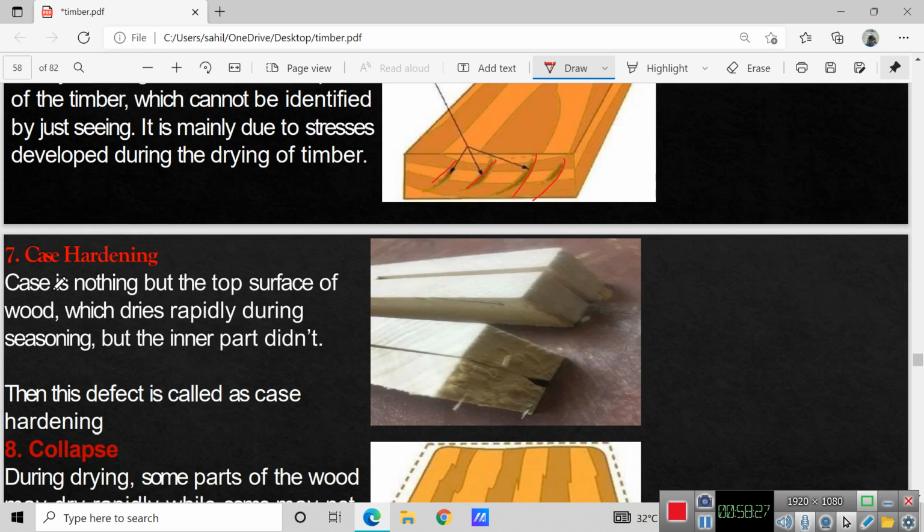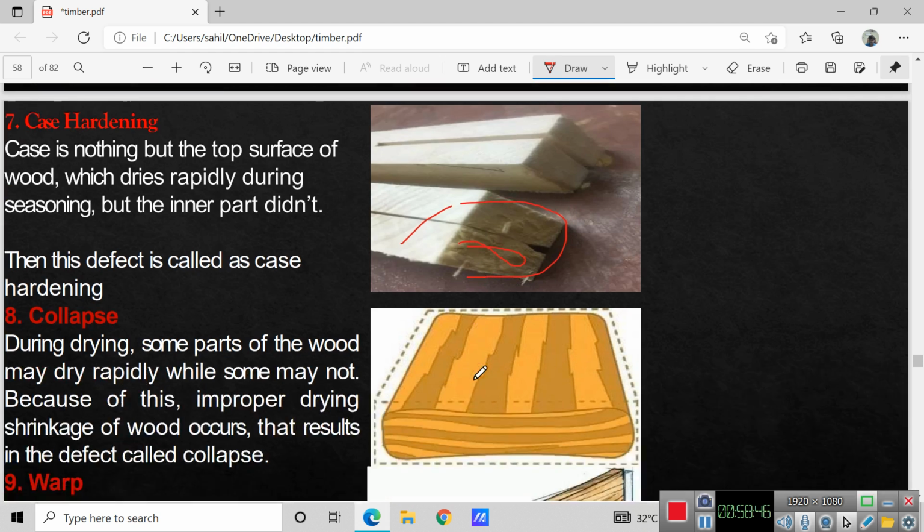Now, case hardening. Case is nothing but the top surface of the wood, which dries rapidly during seasoning, but the inner part doesn't. Then this defect is called case hardening. So in this case you can see there is dampness inside the wood, but the outer surface of the wood is perfectly dry. So this is known as case hardening.